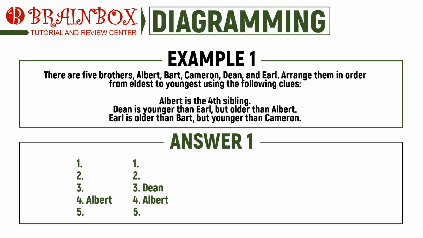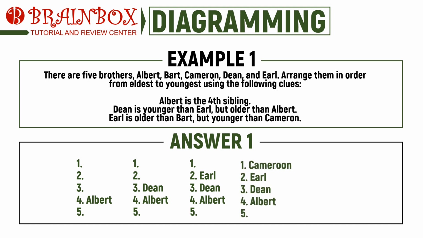The second clue also tells us that Earl is older than Dean, so let's write his name at the very top, for now. The third clue states that Earl is older than Bart, but younger than Cameron. Let's start incorporating this clue into our solution by placing Cameron at the very top.